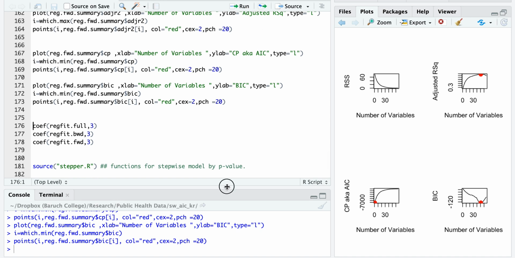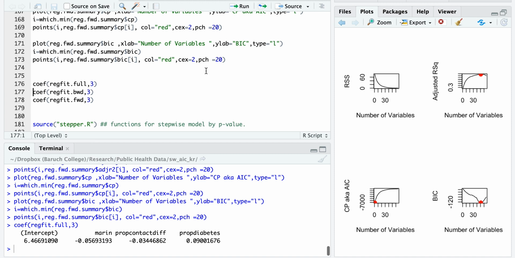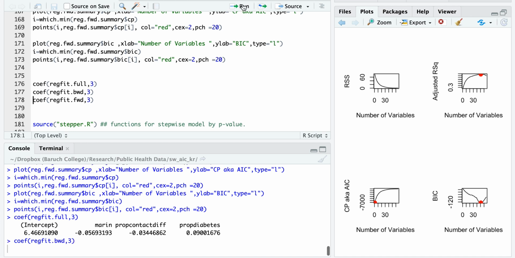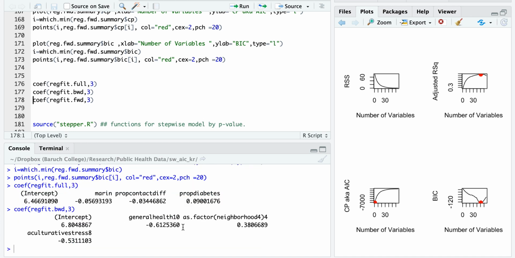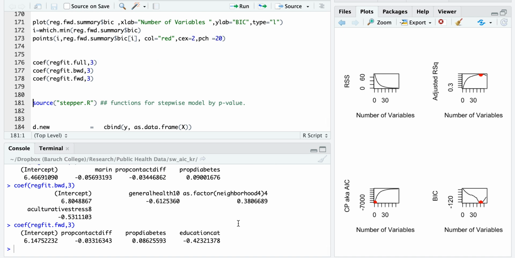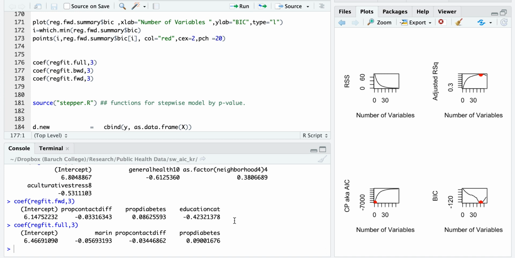And here, let's look at the estimated coefficients. If we look at the best model with 3 variables, best subset selection chooses these 3 variables. Backward selection chooses these 3 variables. You see there is nothing similar. Then forward selection chooses these variables. So let's go through all of them. Marine is negative, prop contact diff is negative, prop diabetes is positive. So what are they?